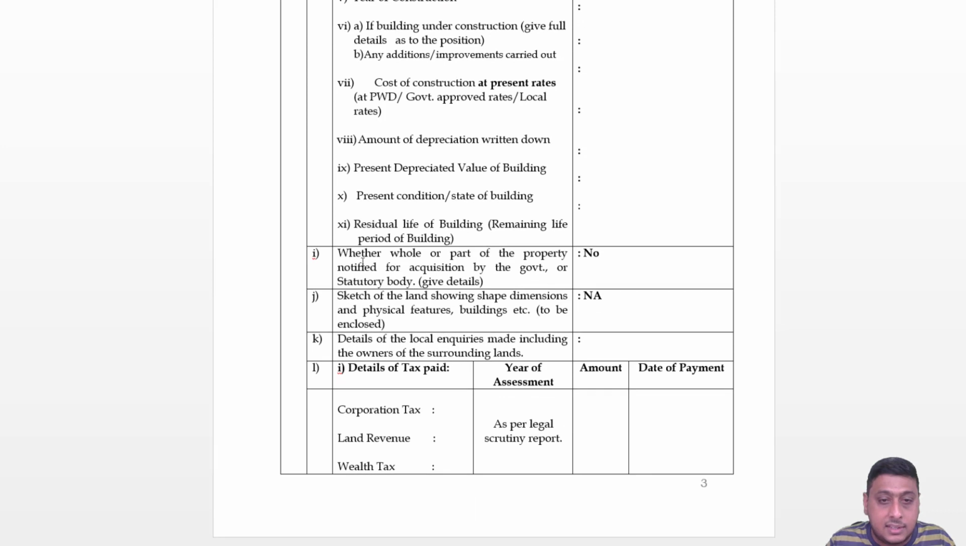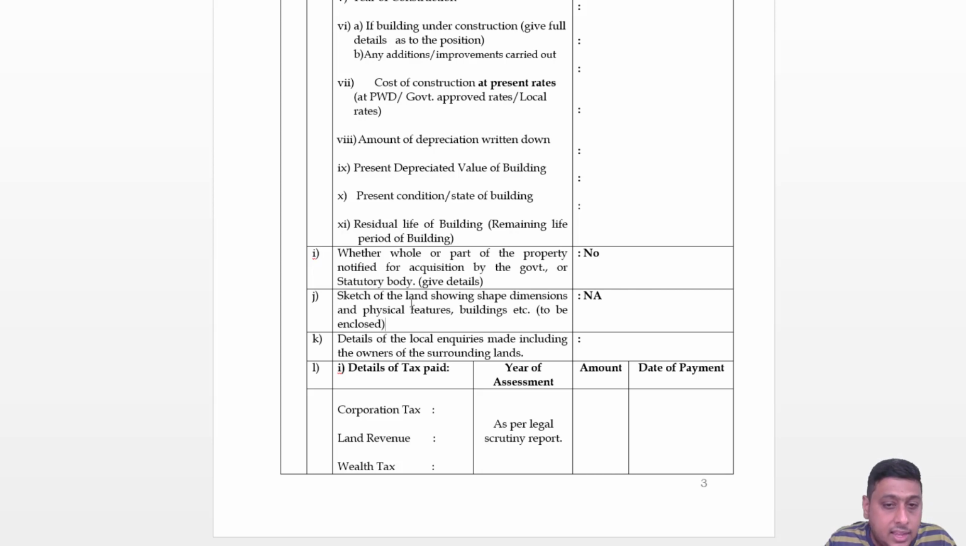Okay. Next, whether the whole or part of the property is notified for acquisition by the government or statutory board. Here, what happens is sometimes the government, due to some irregularities or illegally constructed layouts, has already given a notice. We will come to know this when the legal clearance is done in the legal department itself. If that kind of situation is there, we have to mention it and give a proper reason here. It will be judged by the bank officials in the later stages.